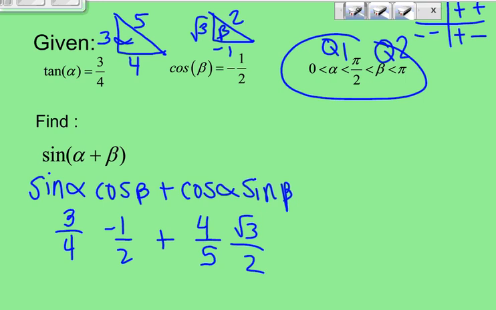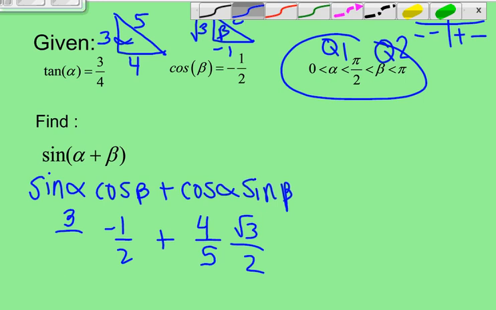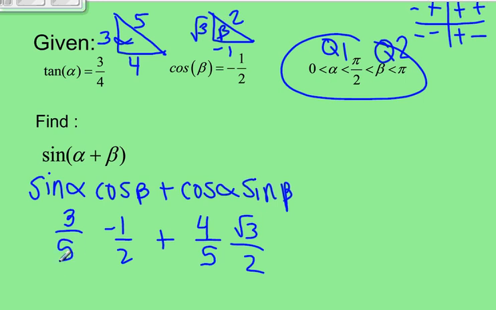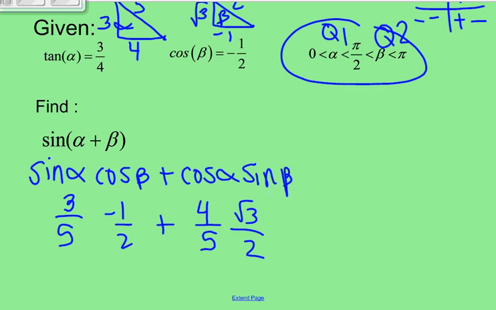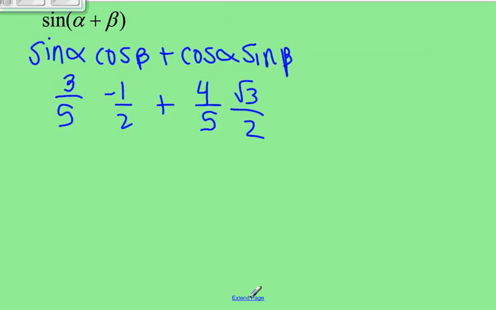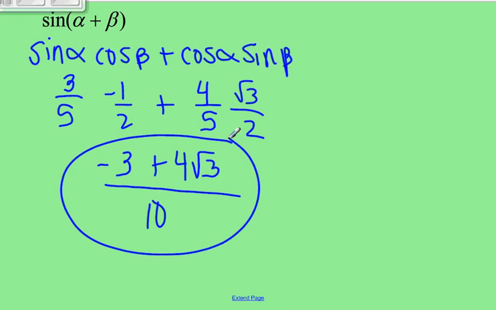I apologize. Sine of alpha is not 3/4, it's 3/5. It's y over h there. Okay. So then we're going to have 3 times negative 1, which is a negative 3, plus 4 square root of 3. We can't combine those because one has a root, all over 10. And that would be our final answer for sine of alpha plus beta.